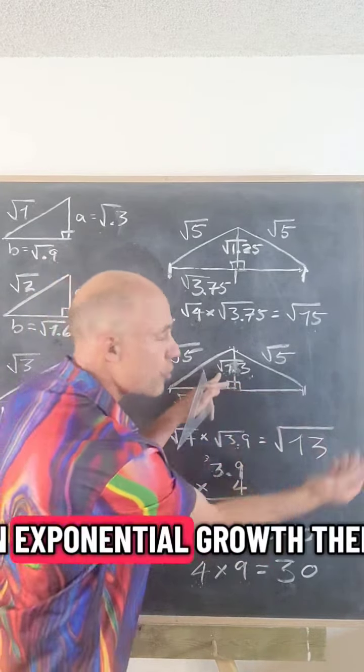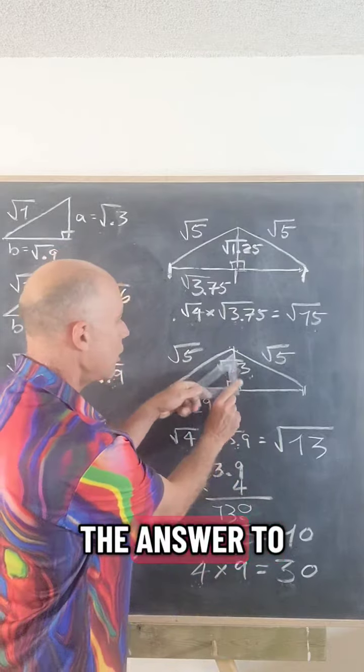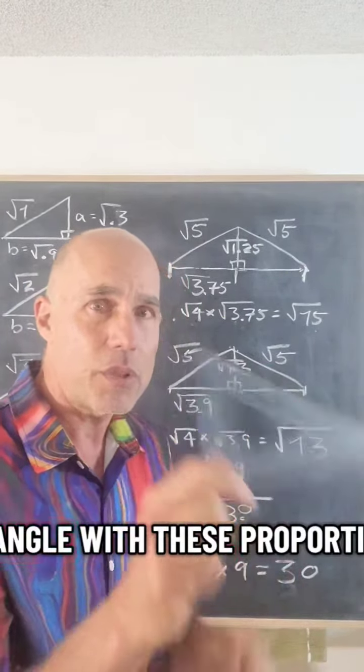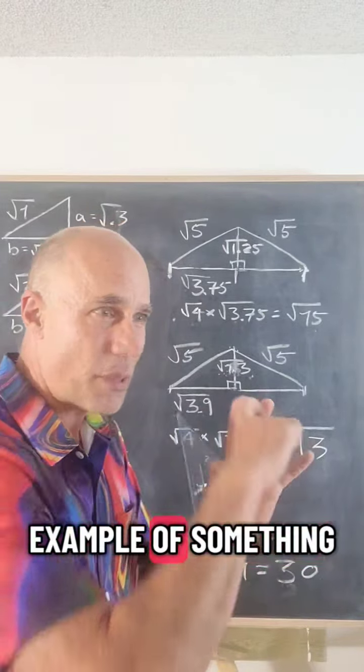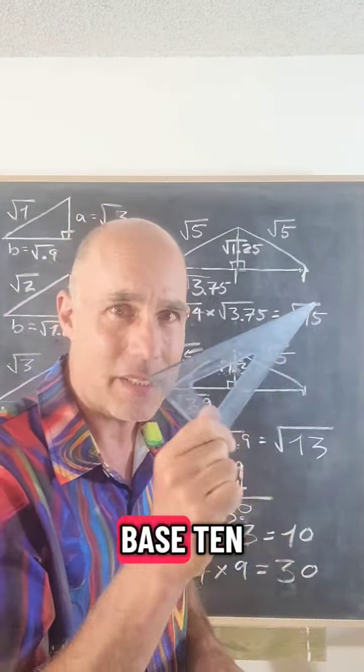So we've got an exponential growth there. We just had to move the decimal place, and we've got the answer to this very simple growth pattern. So that's built into the triangle with these proportions. That's another example of something coming into focus, an exponential growth that we don't really see in base 10.